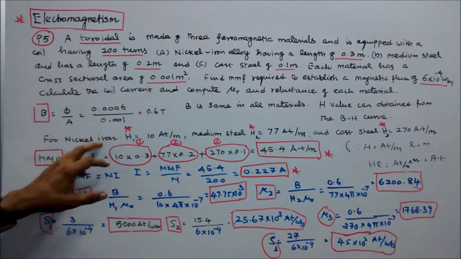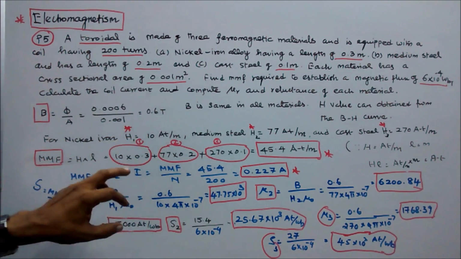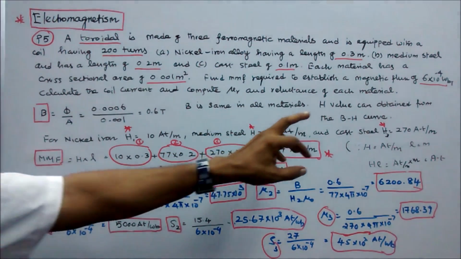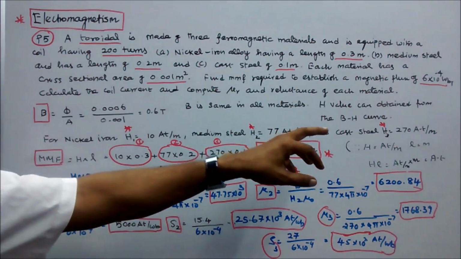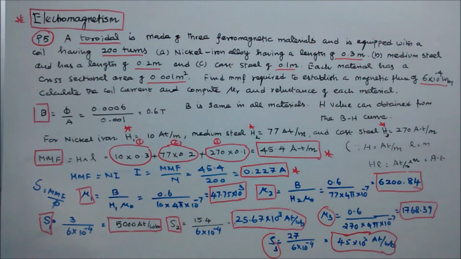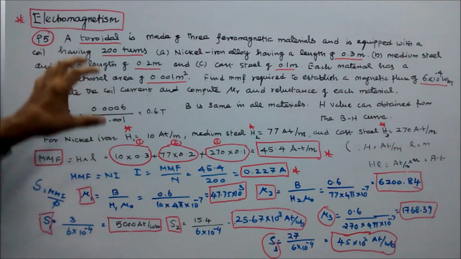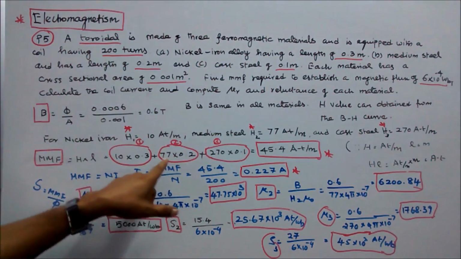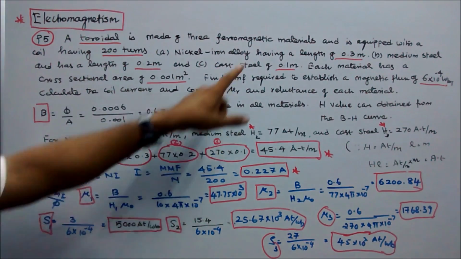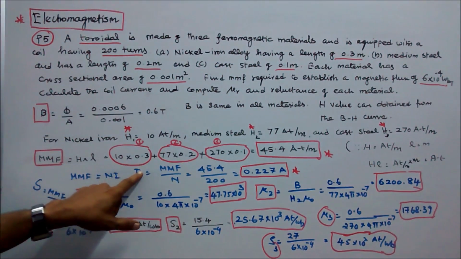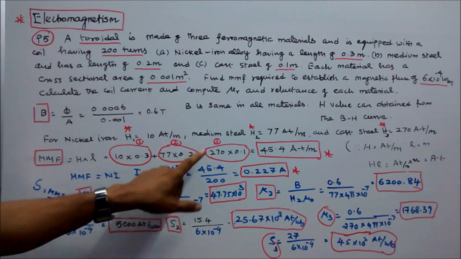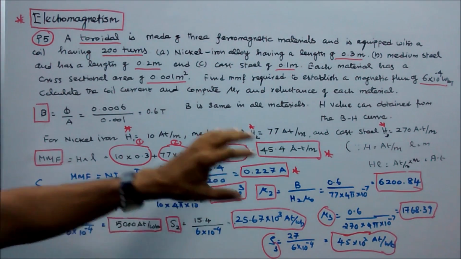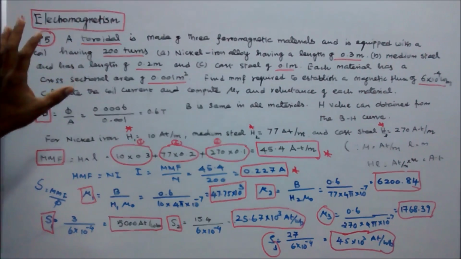Nickel iron H value is 10 ampere turns per meter. Medium steel H value is 77 ampere turns per meter. Cast steel H value is 270 ampere turns per meter. The total MMF developed in the toroid is H1 into L1, H2 into L2, H3 into L3. 10 into 0.3 plus 77 into 0.2 plus 270 into 0.1, that is equal to 45.4 ampere turns. That is the MMF developed in the toroid.